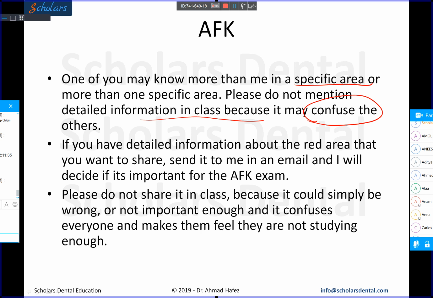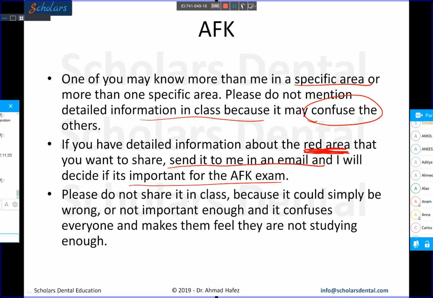So I'm just going to go through these because we already talked about it. If you have detailed information about the red area, not the green area, that you want to share, first send it to me in an email. I will decide if it's important for the AFK. I need to be the filter. My staff and I, Dr. Hajar is helping, so Dr. Hajar and I will be the filter to see what's important.